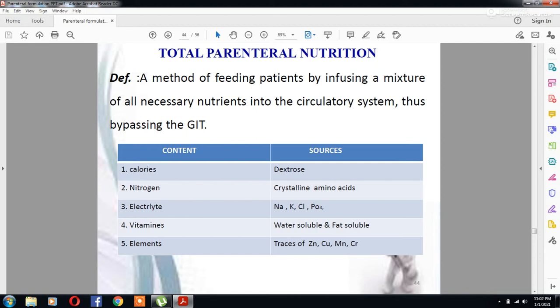The contents are calories, nitrogen, electrolytes, vitamins, and elements. Calories come from dextrose, and nitrogen from crystalline amino acids. Electrolytes are sodium, potassium, chloride, and phosphate. Vitamins are water soluble and fat soluble. The elements are traces of zinc, copper, manganese, and chromium.